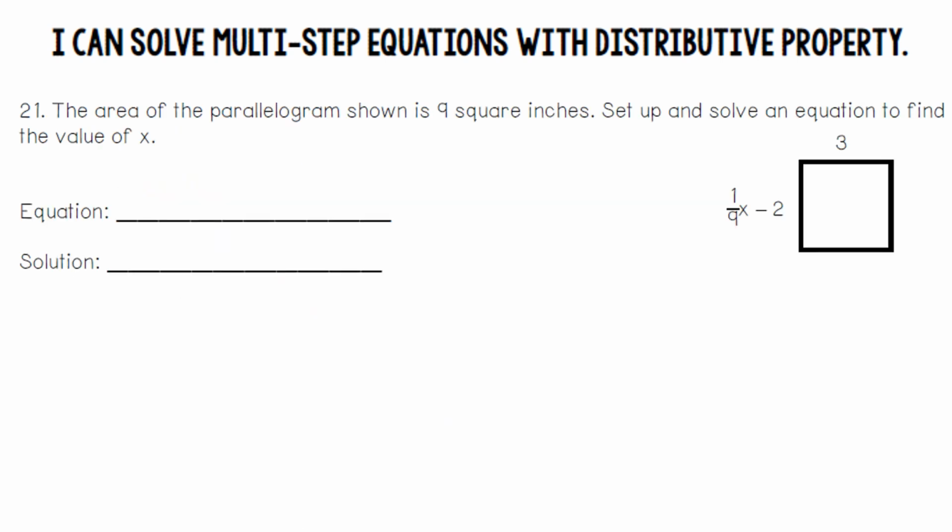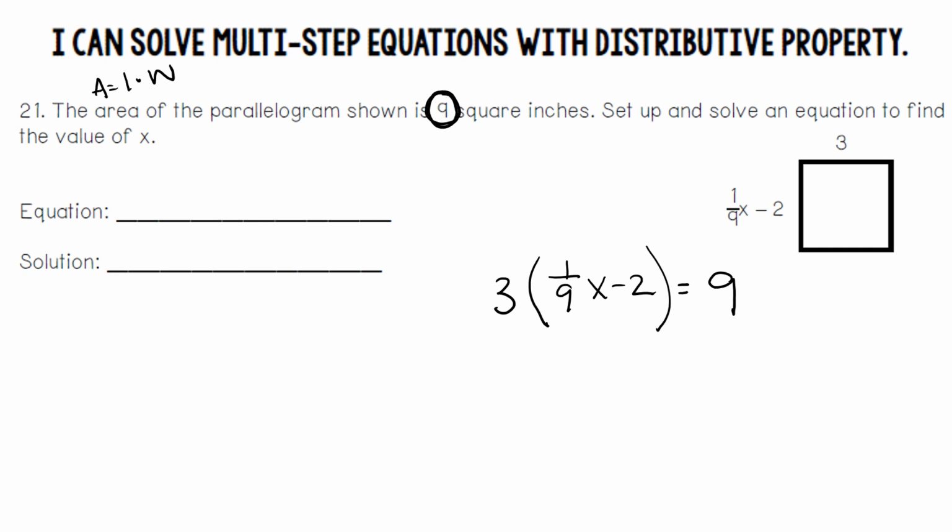For number 21, it says the area of the parallelogram shown is 9 square inches. Set up and solve an equation to find the value of x. So remember, area is length times width. So we're going to multiply the 3 by the 1/9 x minus 2. Notice how I wrote my problem in parentheses. Parentheses means multiply, and we're multiplying the length and the width. Our equals 9 comes from our problem where it tells us the area is 9.